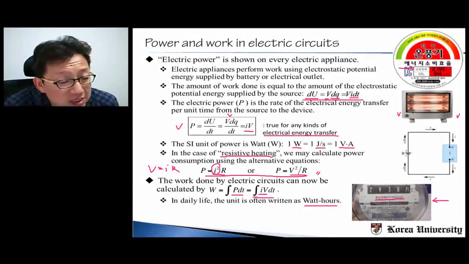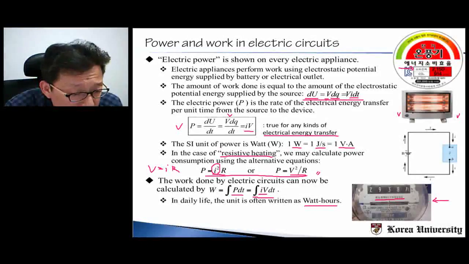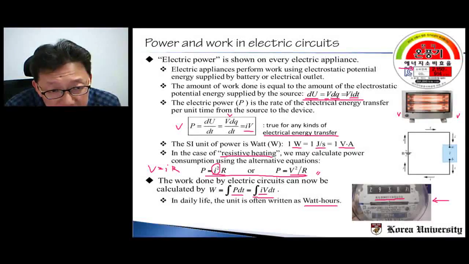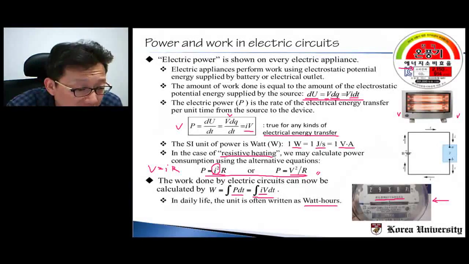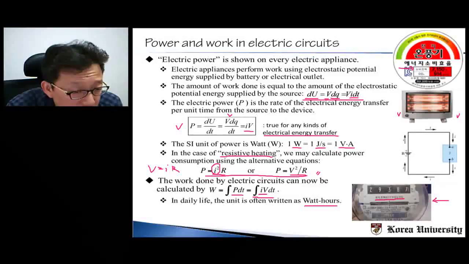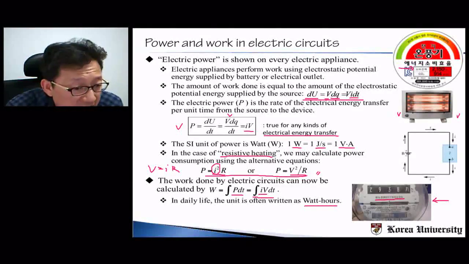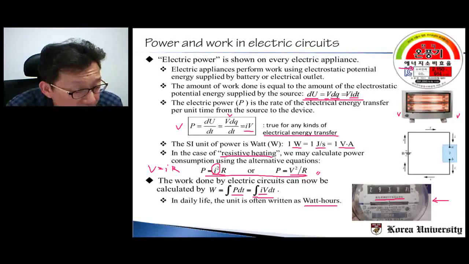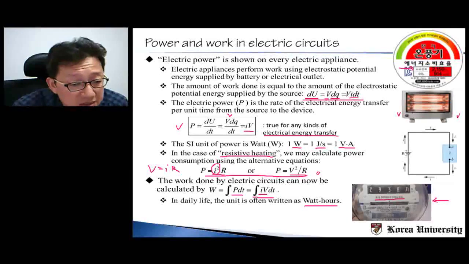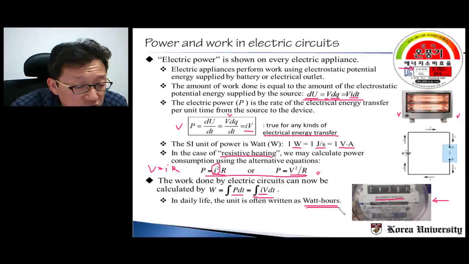Now, why are we using this? This is because this unit is more intuitive. Whenever you buy an electric appliance, it tells you how much power in watts it will be consuming. And if you use this machine for several hours, then you can easily calculate how many watt hours you have used. That is the reason why this non-SI unit is very often used in daily life.